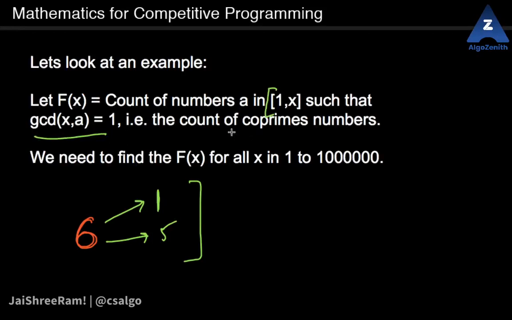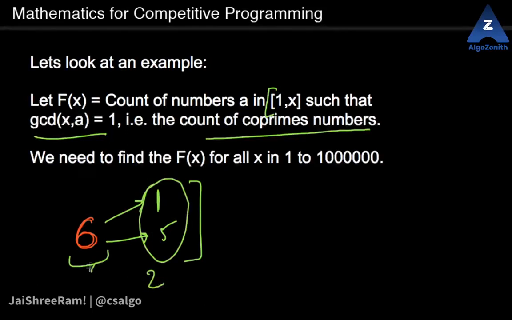So we want to find out the number of such numbers for every number. So we found out this number for 6, and it would be 2. We want to calculate it for all numbers in the range 1 to 10 to the power 6. How do we do this?